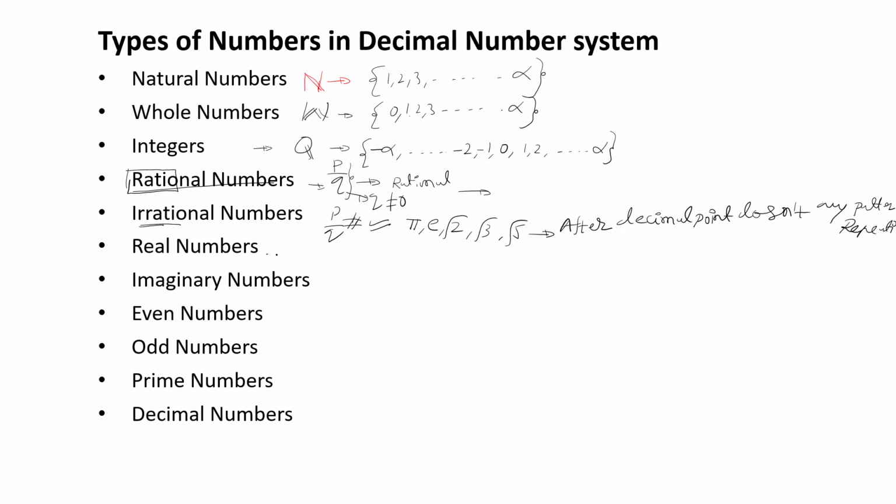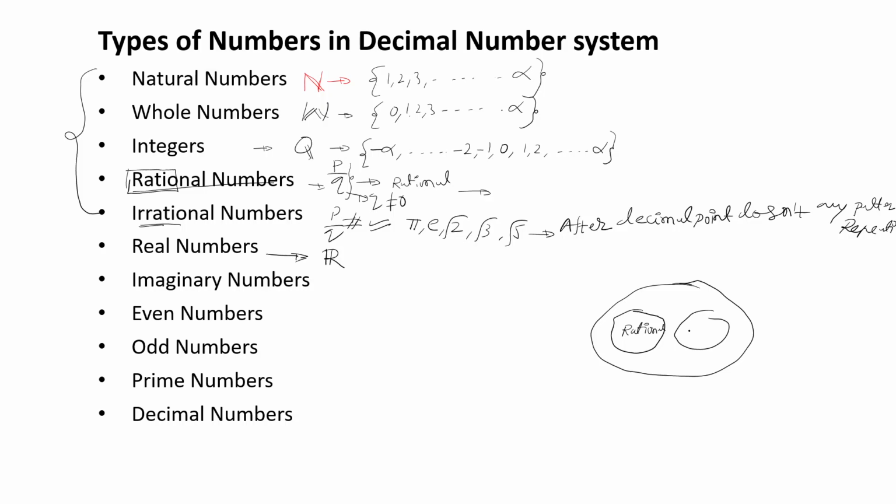Now coming to the real numbers. Whatever the set of all these numbers, we can call it a real number, and it is a very important symbol. It is denoted by the capital R. So I can make real numbers one big group, one set. Now I will distinguish between rational and irrational. These numbers are rational numbers, these numbers are irrational numbers, and these numbers are the real numbers. So real numbers we can call a set of rational and irrational numbers.